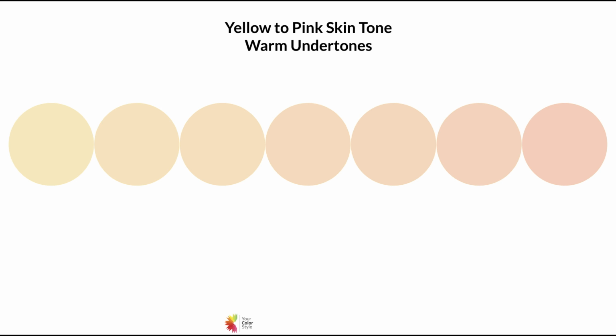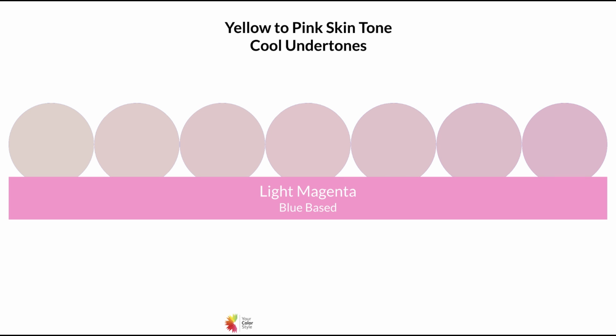And just to demonstrate, if we take those cool undertones and put a blue-based light magenta up against there, it works really well. The same is true for taking a yellow-based color and putting it up against the warm undertones. And if we reverse it, it doesn't work, doesn't look right. And the same with putting the magenta against the warm undertones, doesn't work. One is a blue-based pink and these are yellow-based. This is a blue-based skin tone and this is a yellow-based color.